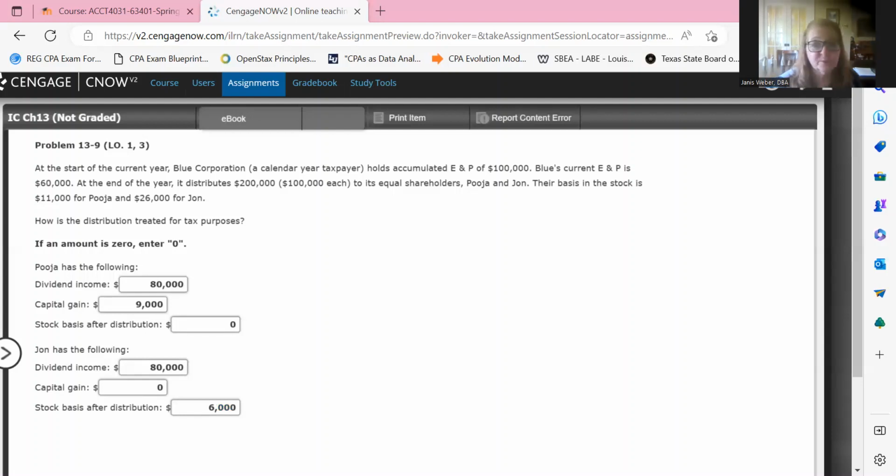So what happened is Pooja got $100,000. And since her basis was only 11, she had to show a capital gain of $9,000 and she has no basis left. And then John had a basis of $26,000. He had a $100,000 distribution, 80 of which shows as a dividend because it's his E&P share. And then he used up 20,000 of his basis to offset that. So he had a return of capital of $20,000 with no capital gain and a $6,000 leftover basis. But that one's pretty straightforward, not complicated.